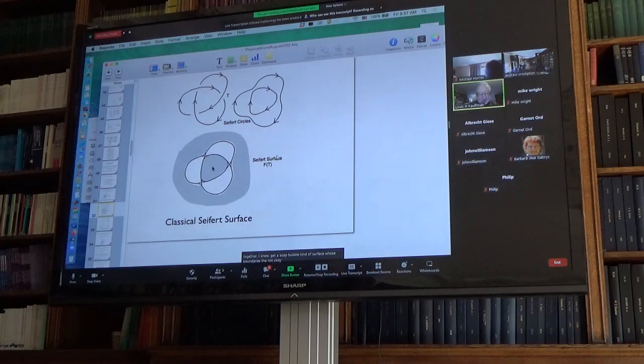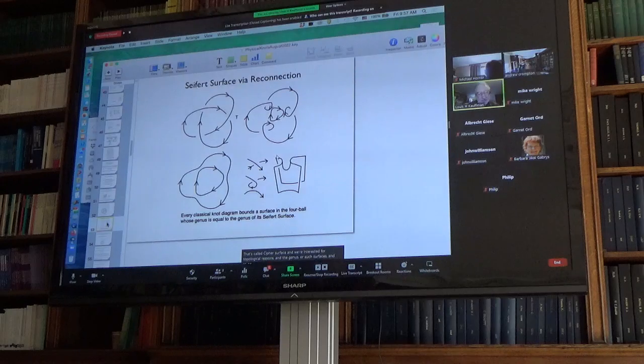Okay? That's called Seifert's surface. And we're interested, for topological reasons, in the genus of such surfaces and so on. Now you can also produce the same kind of surface by reconnection. If you were to do one of those oppositely oriented reconnections at every crossing, you get two circles just as before with some curliness, but it's really the same construction.